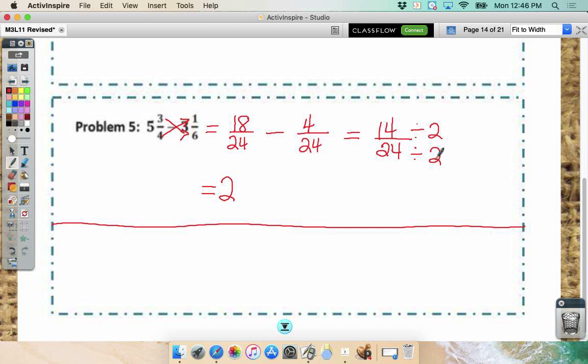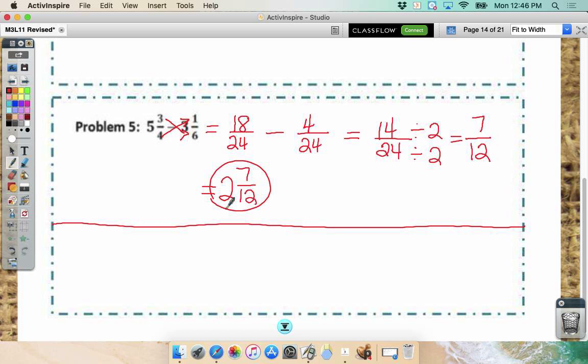Okay? So do you remember last week when I said you can either divide the denominator in half to start with, or you're going to have to divide it in half when you're finished? Do you remember that? Okay, so we're doing it, we're dividing it in half when we finish. 14 divided by 2, 7, and 24 divided by 2, 12. So that gives me 2 and 7/12. And that's not wrong. You can do it that way if you want.